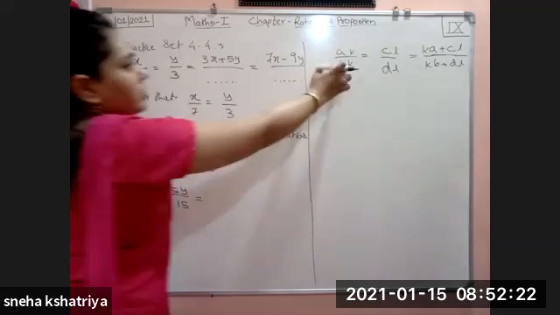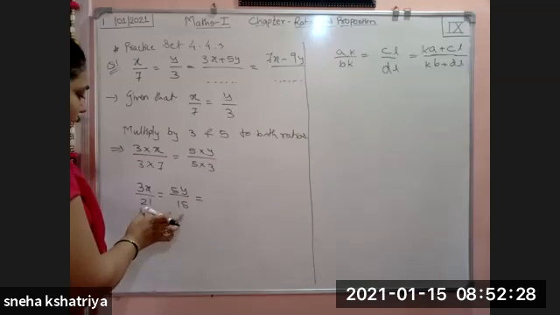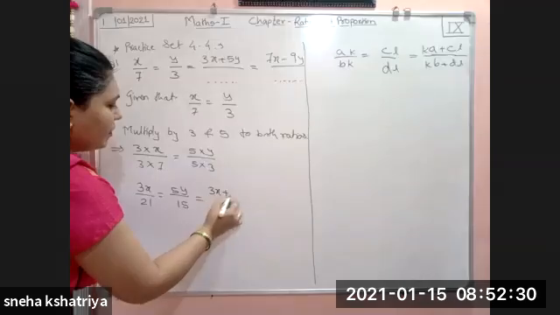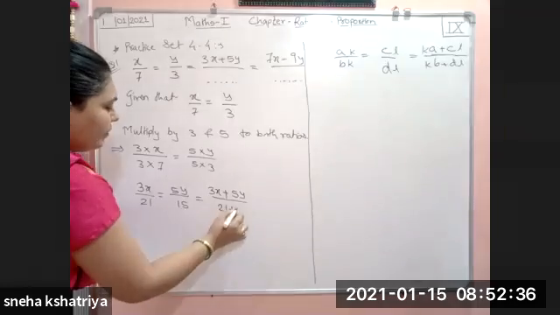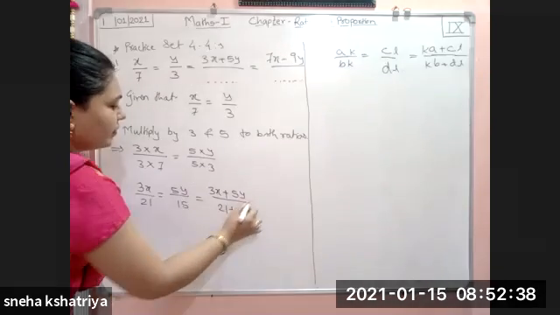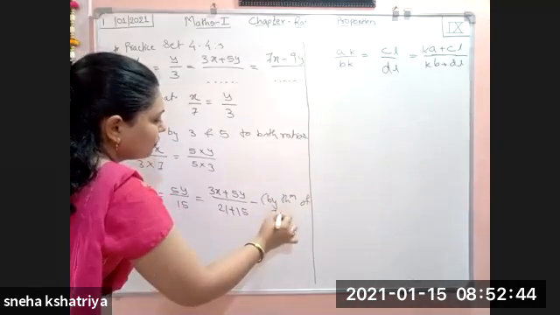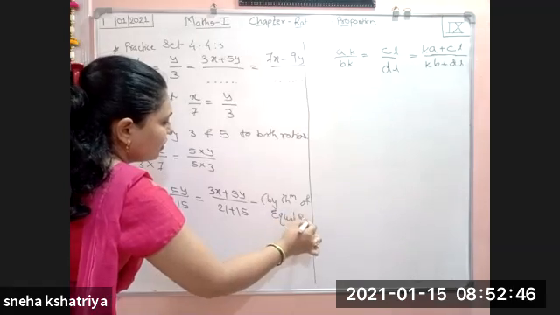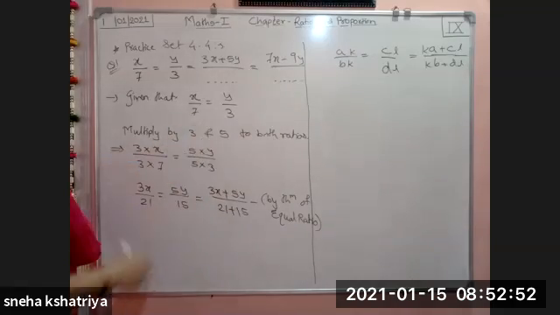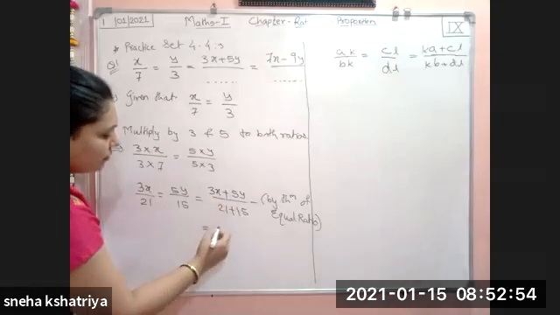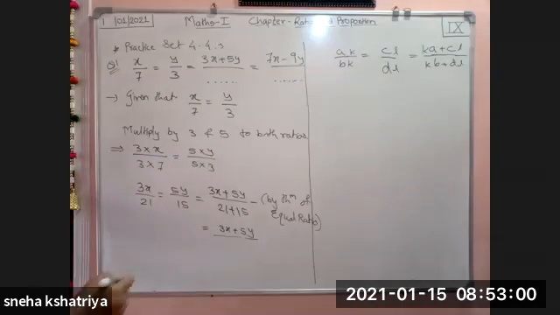Now here you have to use this property, the theorem of equal ratios. So what will we get here? 3x plus 5y, directly add numerator and denominator, divided by 21 plus 15, by the theorem of equal ratio. There you write down the result by the theorem of equal ratio. Now we will get 3x plus 5y divided by 21 plus 15. How much?